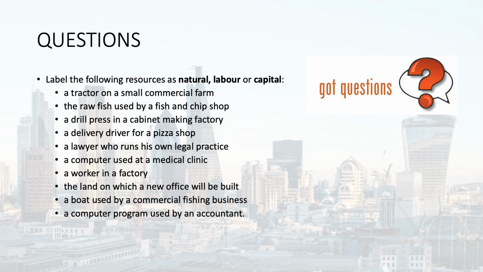So can I get you guys just to work your way down that list and allocate natural, labour or capital to each of those resources? And as I said before, if you guys have any questions at all, just go back over the slides that we've been looking at and you should be able to work it out.